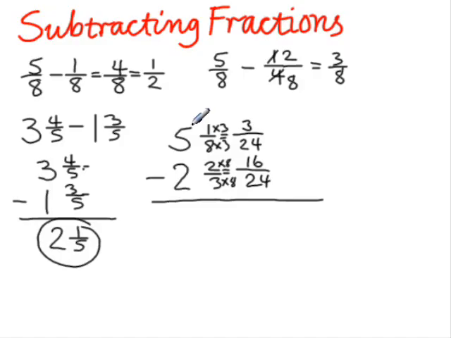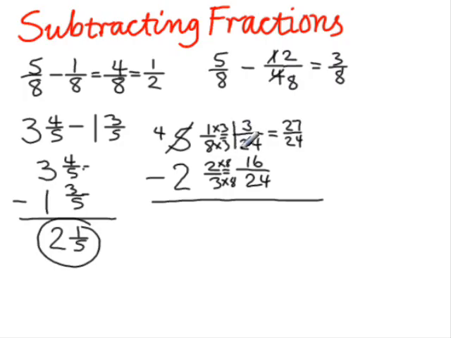So we look over here at these whole numbers, and I borrow 1. And so what I have now is 1 3/24. And 1 3/24, we need to convert that into an improper fraction. 1 would be 24/24, and we're going to add 3/24 to that. That's going to give us a total of 27/24.